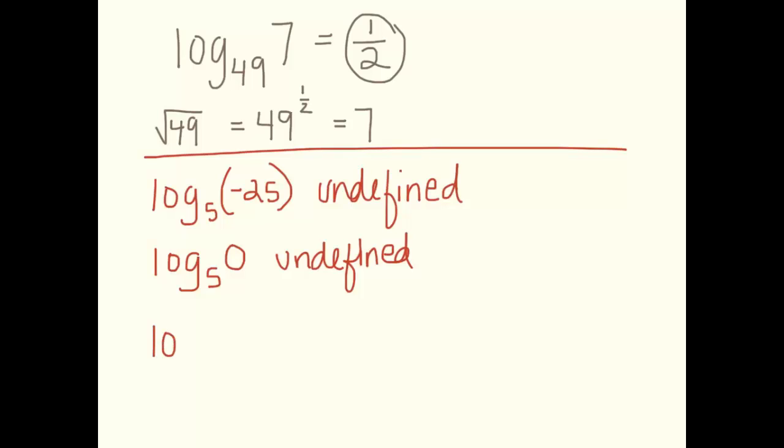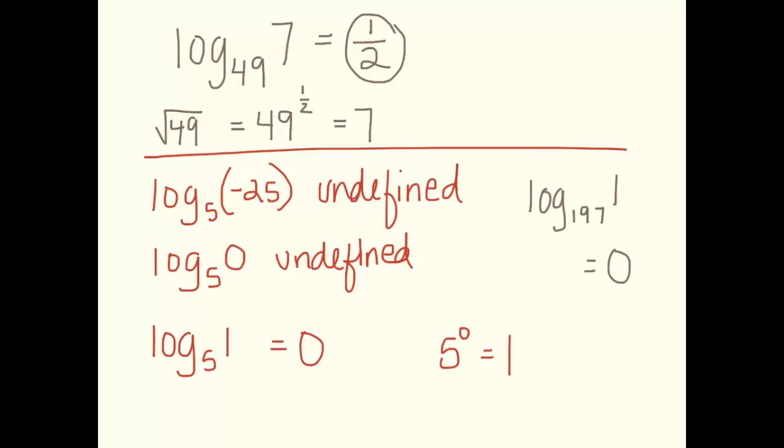How about this one? Log base 5 of 1. Well, the question you would ask yourself is 5 to the what is 1? Did you get it? It's 0. 5 to the 0 is 1. In fact, anything to the 0 is 1. You try this one. Log base 197 of 1. It's 0 because 197 to the 0 is equal to 1. So I can ask you log base anything of 1. It's always going to be 0.